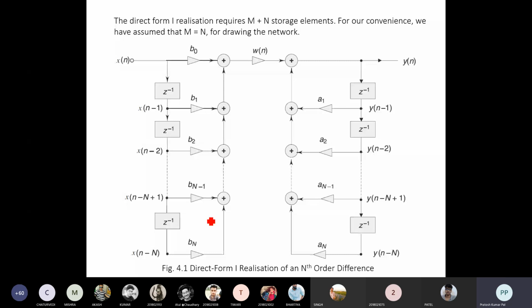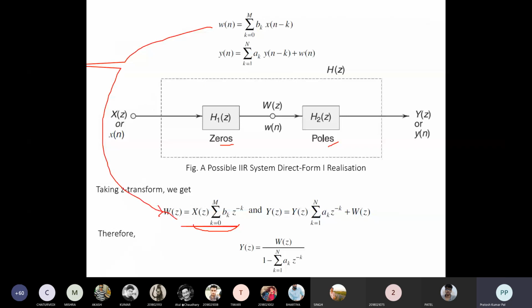To realize this, we first have to make the input. A black box will be there, with the input in terms of x of n, and we will finally get y of n, which is our output. Between input and output we have to represent the first stage, in terms of the zeros representation, and we will be expanding it.